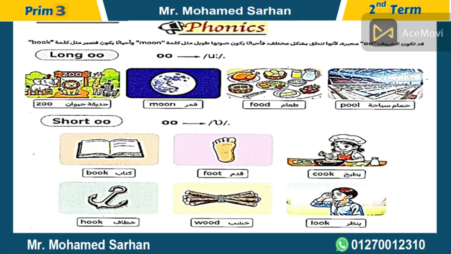Phonics. Long O: zoo, moon, food, pool. Short O: book, foot, cook, hook, wood, look.